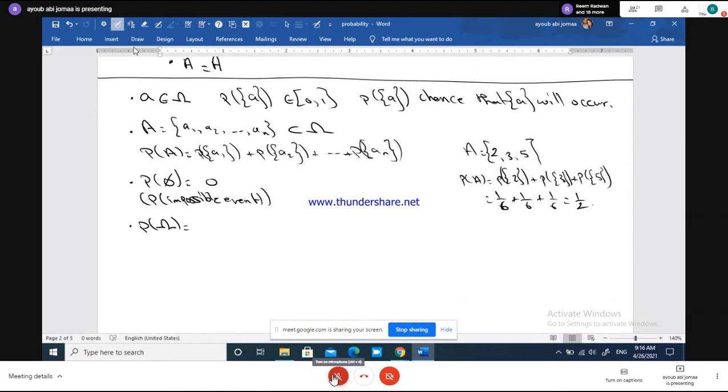A subset of the sample space. A is a subset of the sample space. And A is an event. Here, A is an event.